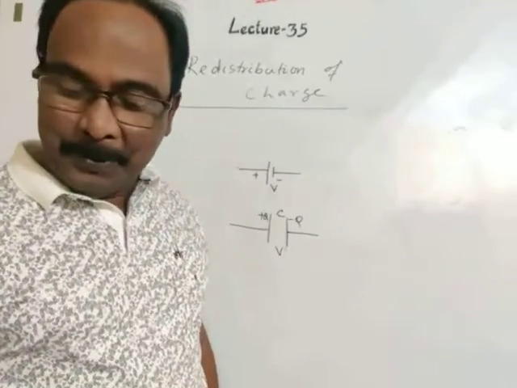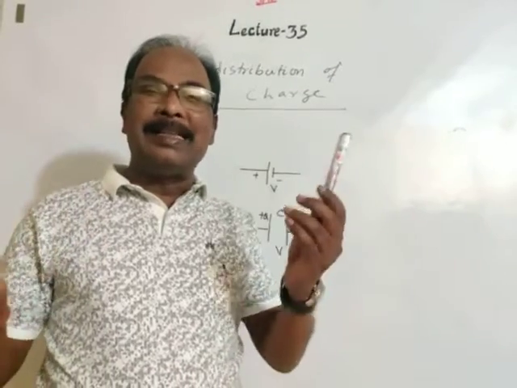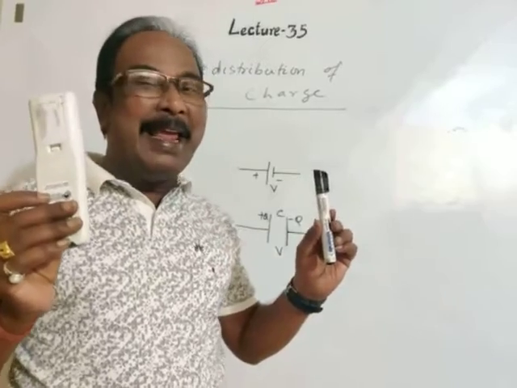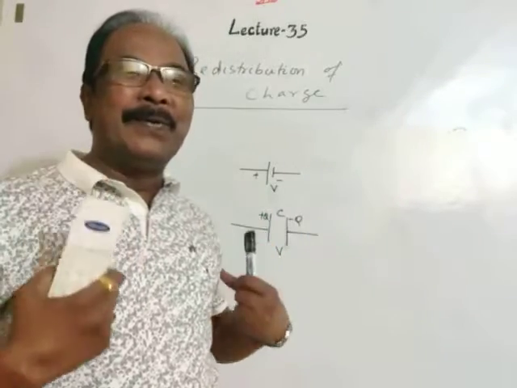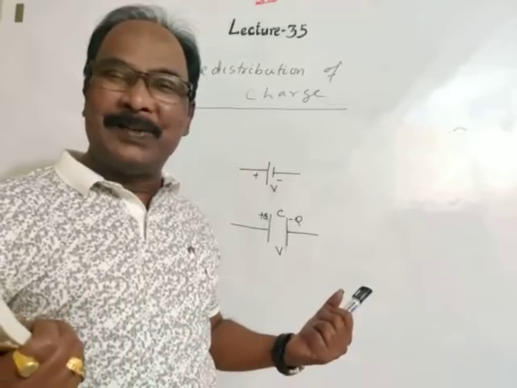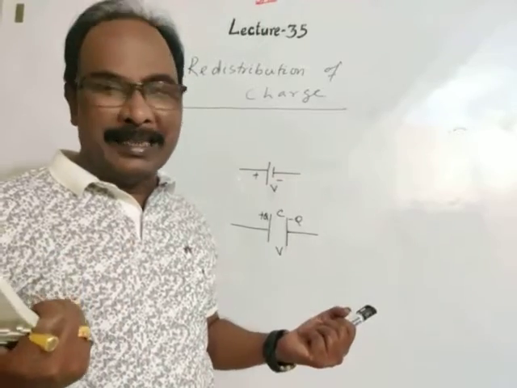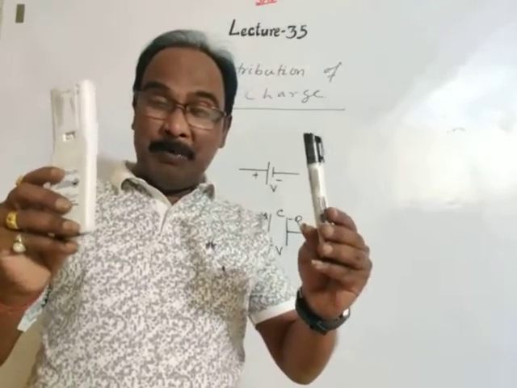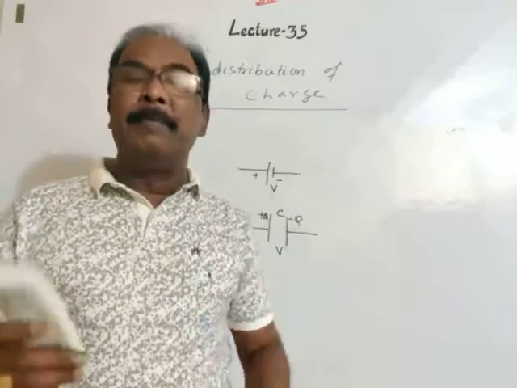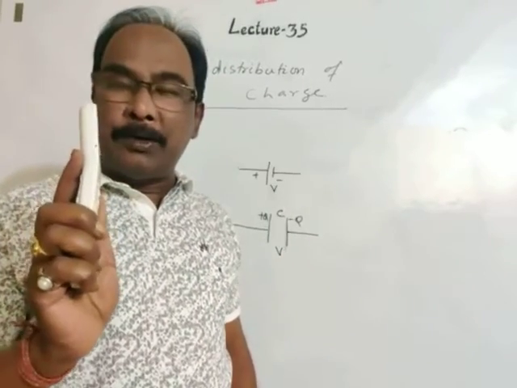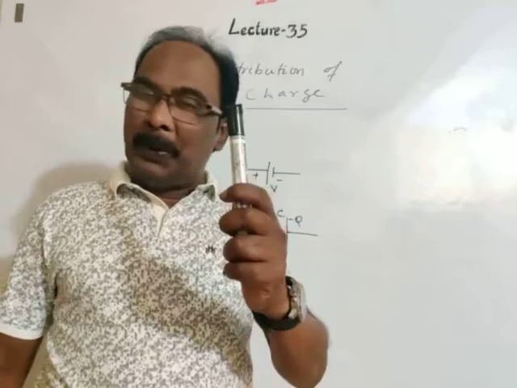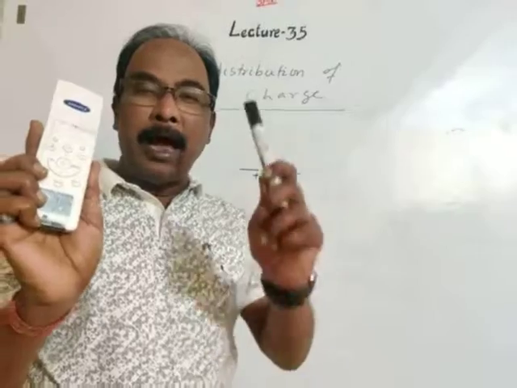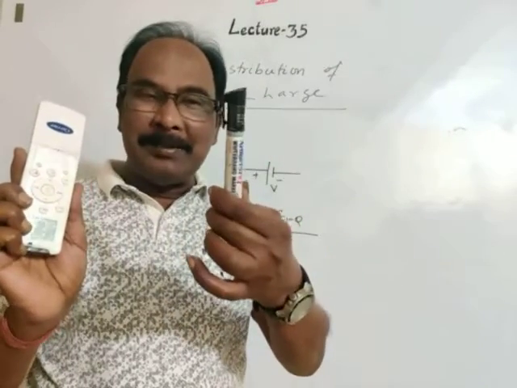Suppose there are two bodies. This is a body and this is another body. I will not hold them in my hand because the charge will flow through my body, because the human body is a good conductor of electricity as well as heat. So we have put these two bodies on an insulating surface. This body is at high temperature and this body is at low temperature. The temperature of this body is high as compared to the temperature of this marker pen.